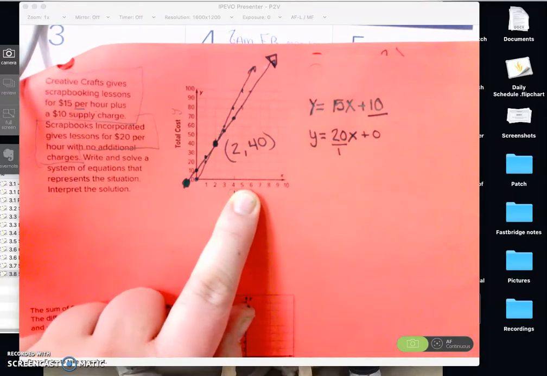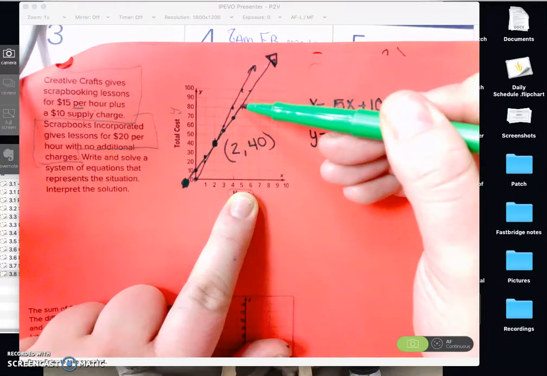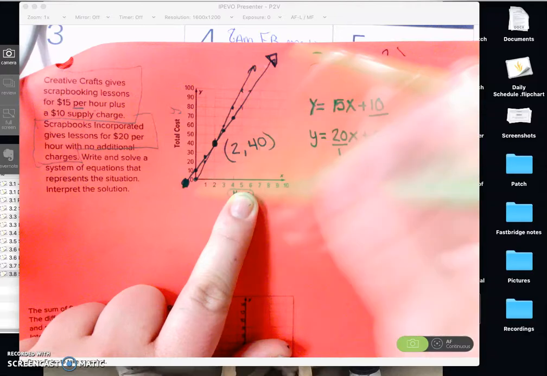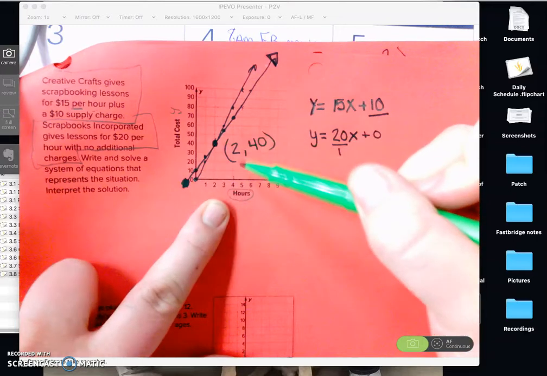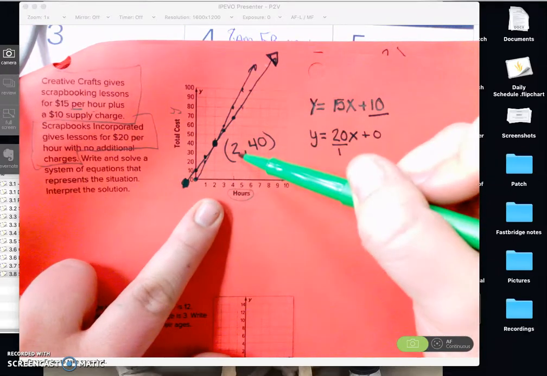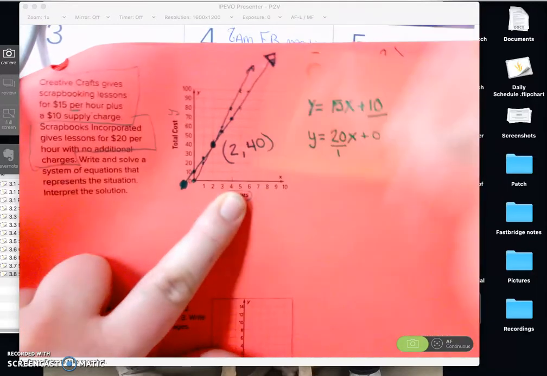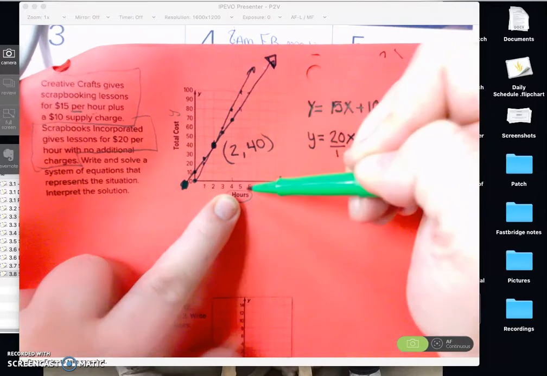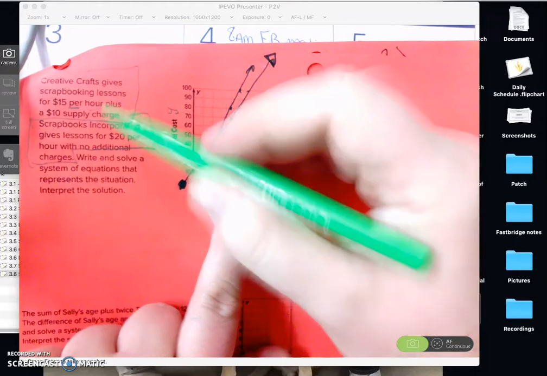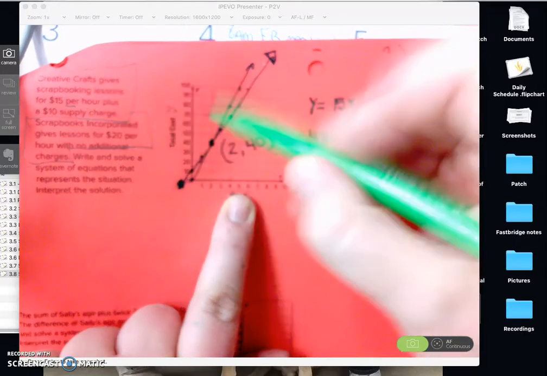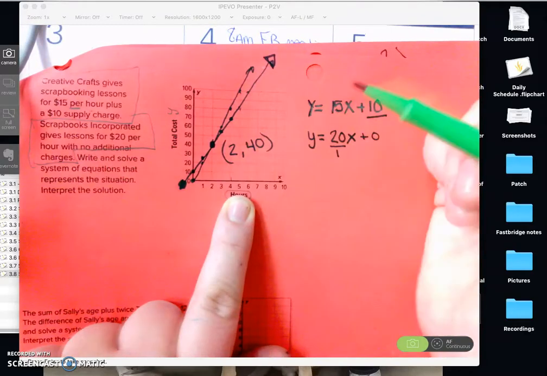But a 5-hour class for this one would cost about 81. So they're different all the other times, but at one time they are the same. So if you just wanted to go to a 2-hour class, it doesn't matter which one you go to. But say you wanted a 4-hour class, or a 5-hour class, you would want to go to this one of Creative Crafts because it's cheaper than your Scrapbooks Incorporated.